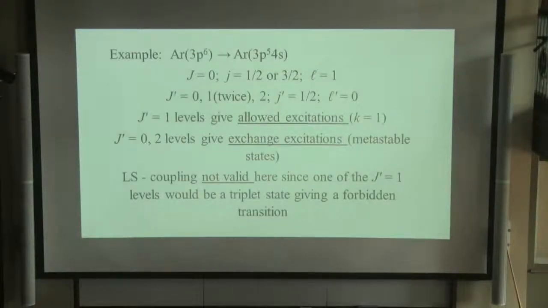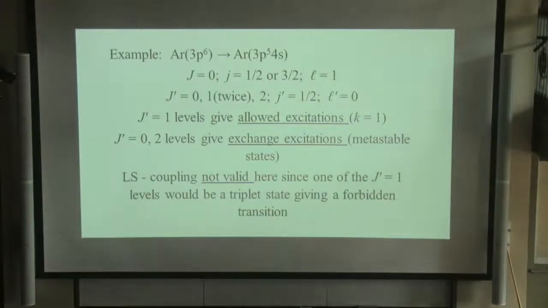Now, let's take a particular example. I'm using argon because there's good experimental data. We're going to do the 3p6, that's the ground state, to the 4s state. So this is the first excited state. The ground state has J equals 0, it's a closed shell. Because we're exciting a p electron, L is 1, but then J is a half or 3 halves, depending on how you take the spin. So the shell is already split into two different cases.